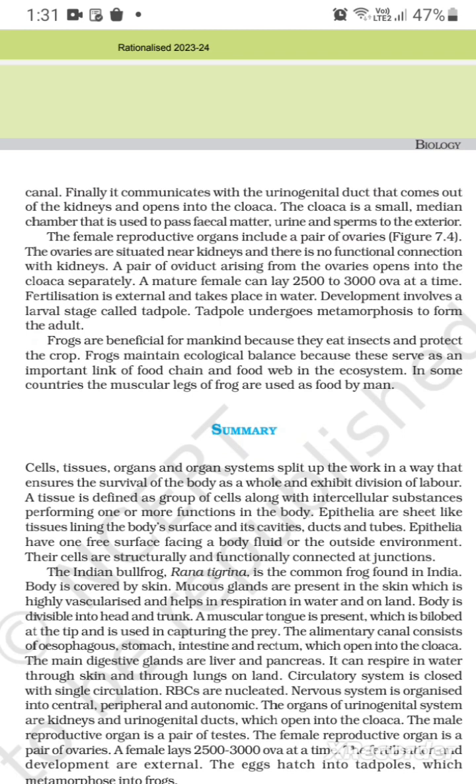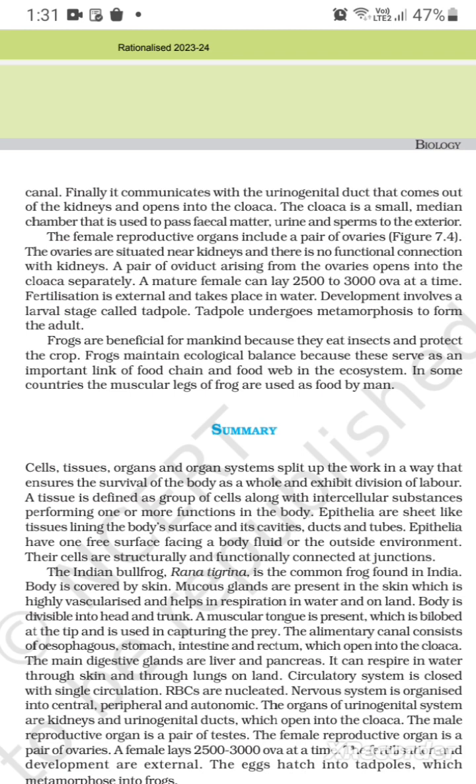The female reproductive organs include a pair of ovaries, figure 7.4. The ovaries are situated near the kidneys and there is no functional connection with the kidneys. A pair of oviducts arise from the ovaries and open into the cloaca separately. A mature female can lay 2,500 to 3,000 ova at a time. Fertilization is external and takes place in water. Development involves a larval stage called tadpole. Tadpole undergoes metamorphosis to form the adult.